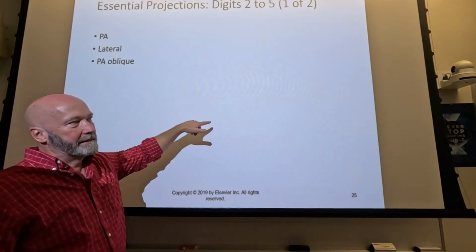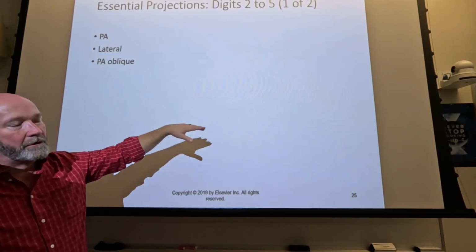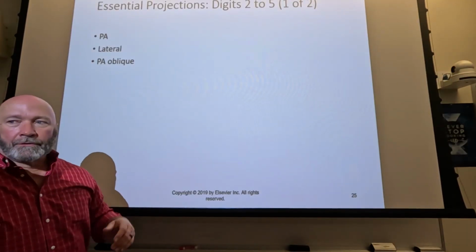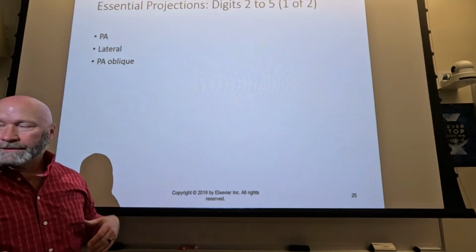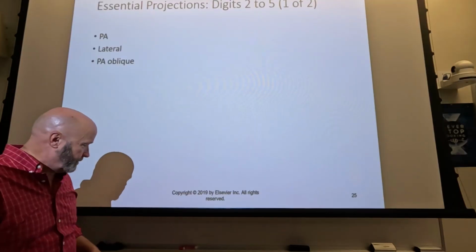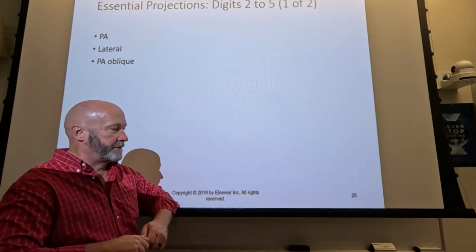Back to the distance thing. So lateral and the oblique. In both of those cases, lateral is going to be 90 degrees from your PA. And the purpose for the lateral is to show displacement.